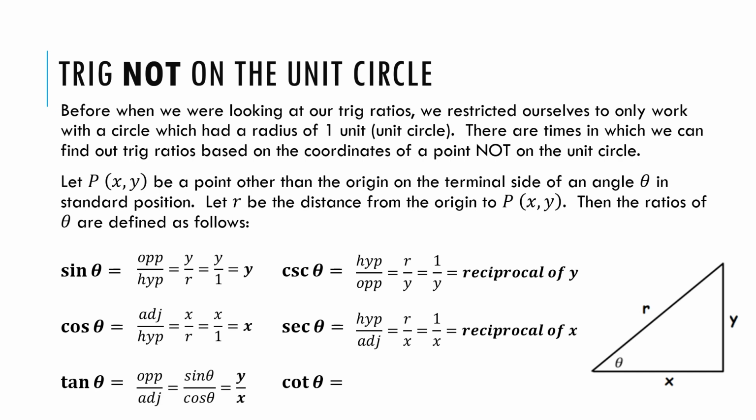And then the last two that we have are tangent, the opposite over the adjacent. That's sine over cosine, or y over x, and cotangent, adjacent over opposite, which is cosine divided by sine, or the x over the y.